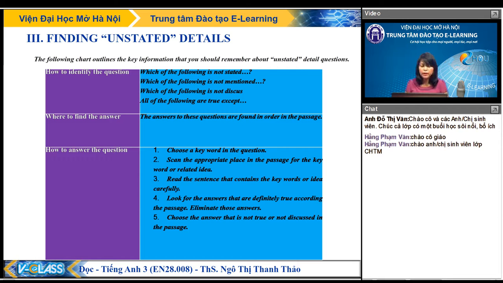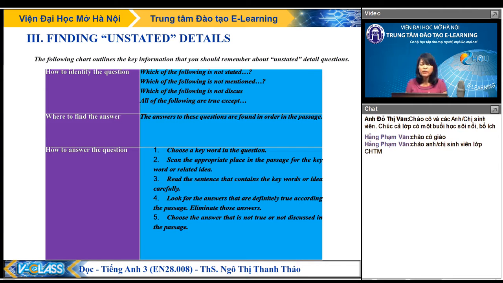And the first question here is also a very common one. All of the following are true except. And the next one, where can you find the answer to unstated detail? So of course, they are in the passage. And put in your mind that all the answers to unstated details here must be in the order of our reading passage. What about the steps or the suggested steps?